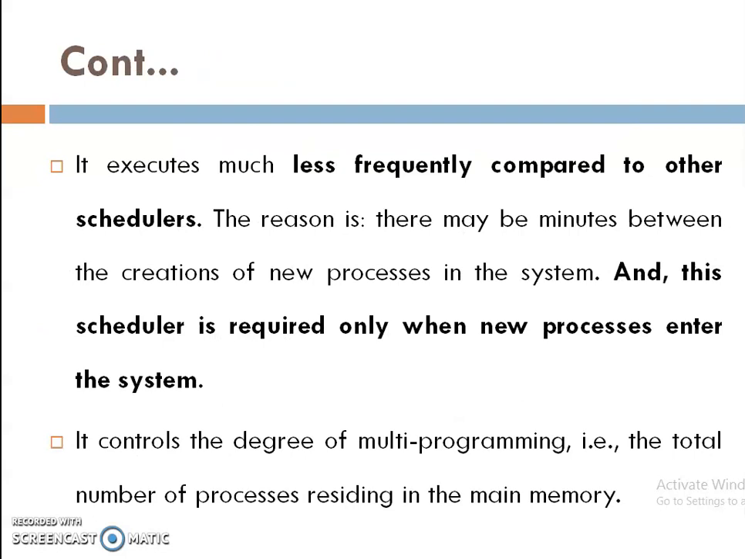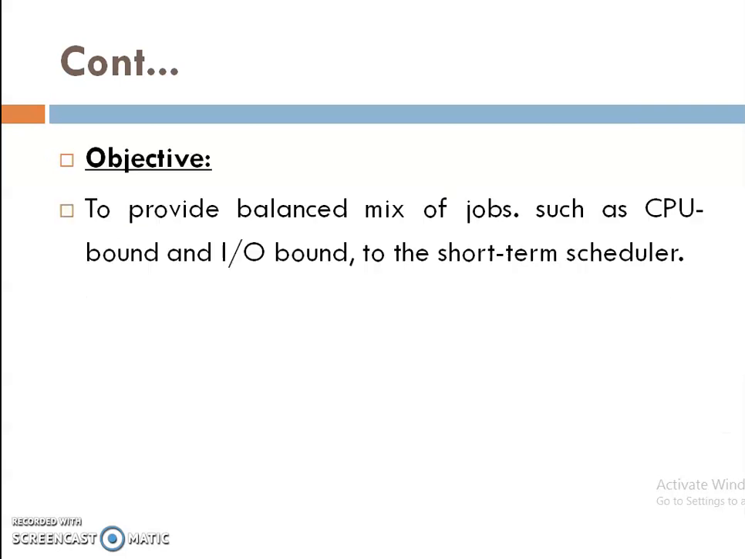It is executed much less frequently compared to other schedulers. The reason is there may be minutes between the creation of new processes in the system, and this scheduler is required only when new process enters the system. It controls the degree of multiprogramming, for example the total number of processes residing in the main memory. Now objective: to provide the balanced mix of jobs such as CPU bound and IO bound to the short-term scheduler.